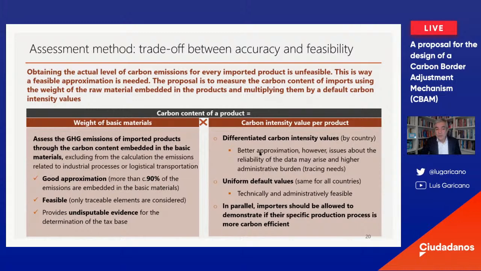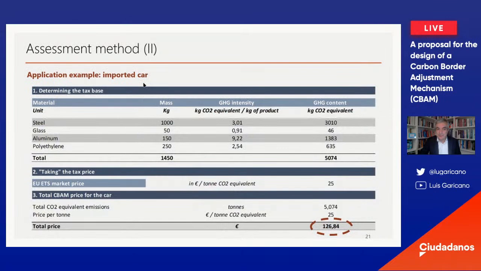Let me give you a particular example, a car. So we have the weight of the car, okay? And we have how many kilos of steel, glass, aluminum, and plastic polyethylene it has. This particular car is 1.5 tons. And it's composed, basically, in terms of raw materials, of steel, glass, aluminum, and plastics. Now, we know the greenhouse gas intensity of these materials, and it's here.